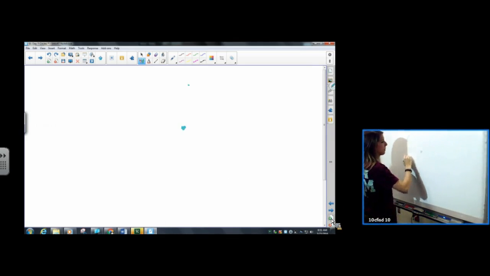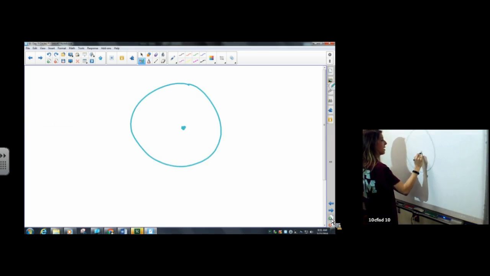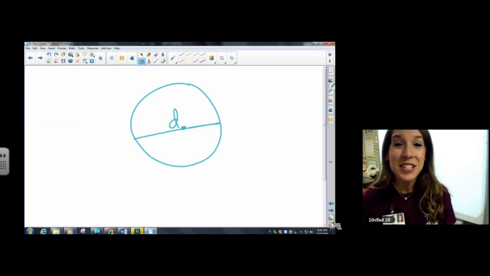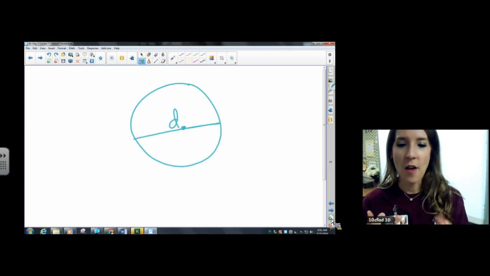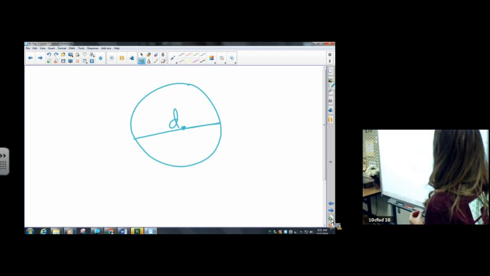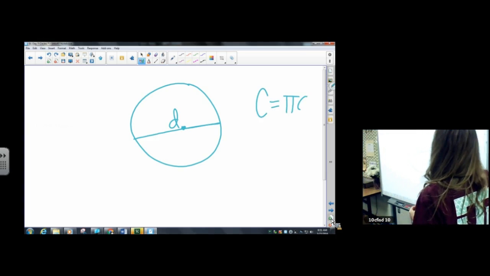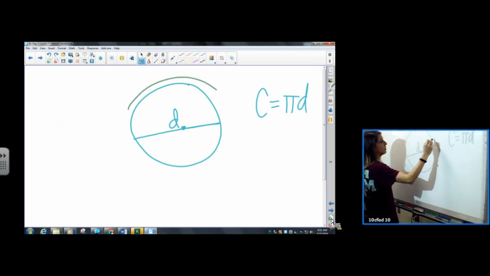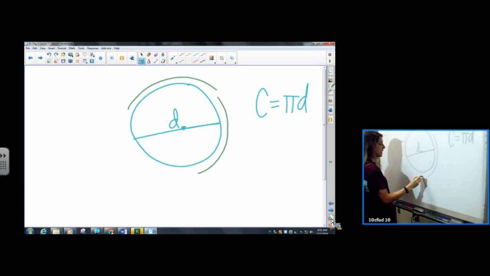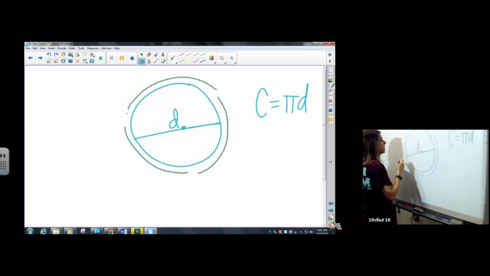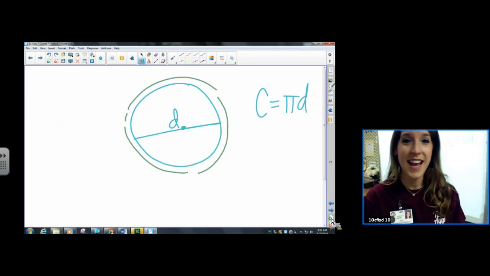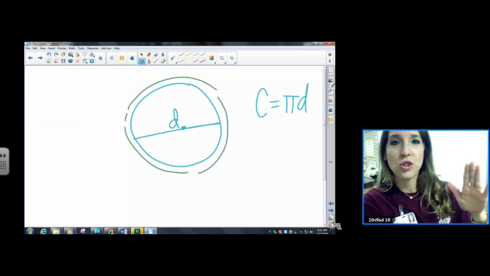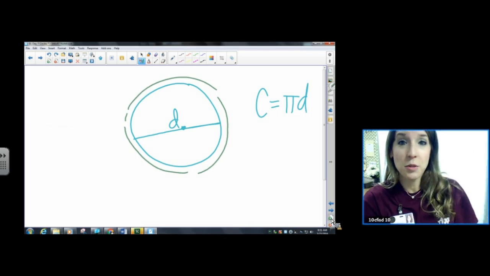So we have a circle with a given diameter, right? Now, if you were to take that diameter and stretch it around the circle, how many diameters would it take? It would take 3 diameters and a little bit more, right? That's actually what pi is.